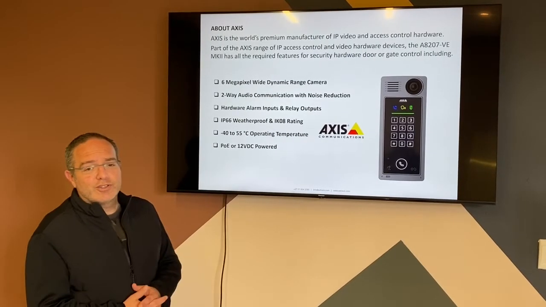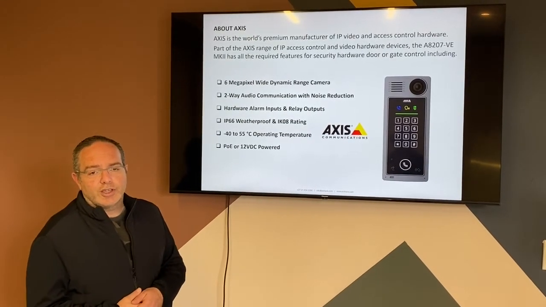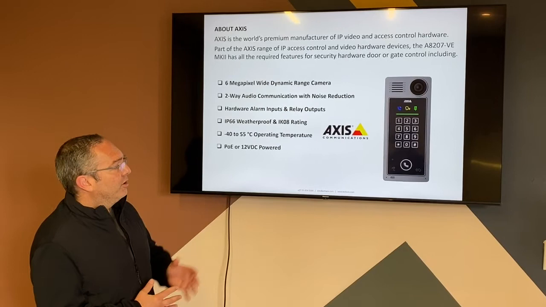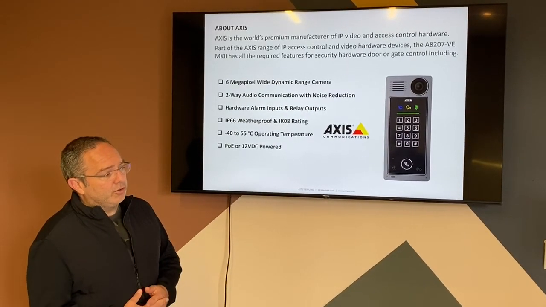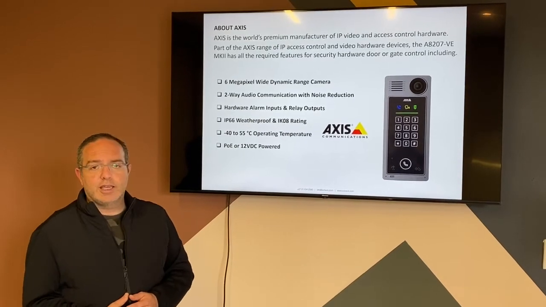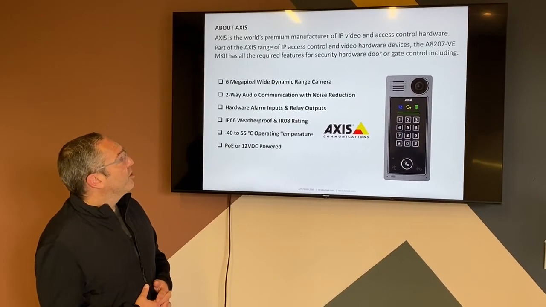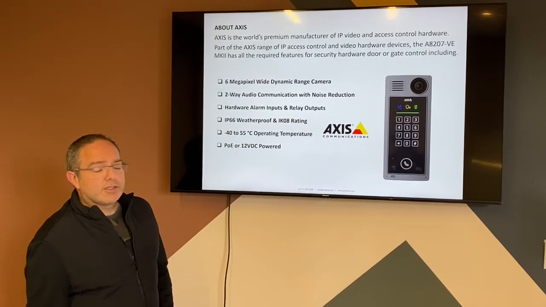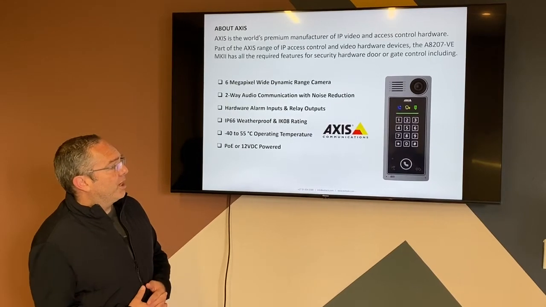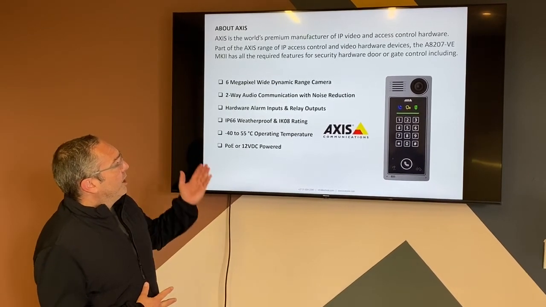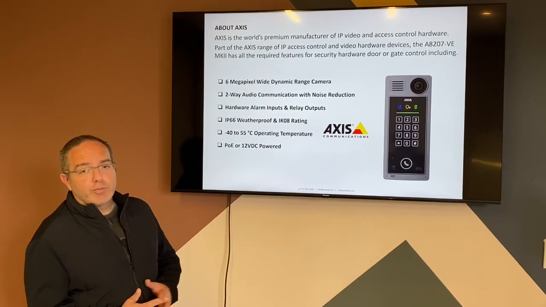I think everyone knows the great company Axis, one of the world's first IP cameras, still an amazing manufacturer. Today we're going to be having a look at the Axis 8207, which is one of their flagship door stations. This unit has a 6 megapixel wide dynamic range camera in it. It also acts as an intercom. It has hardware inputs and outputs and a great weatherproof rating.